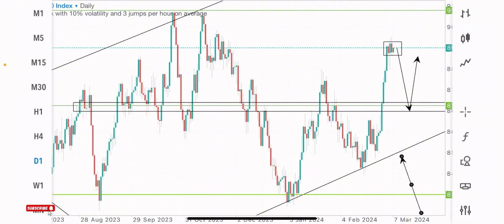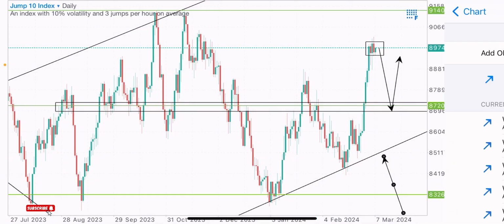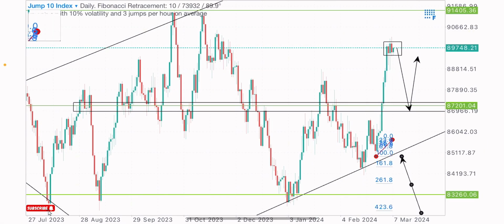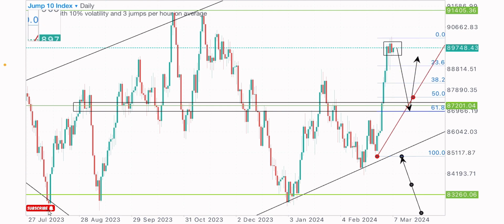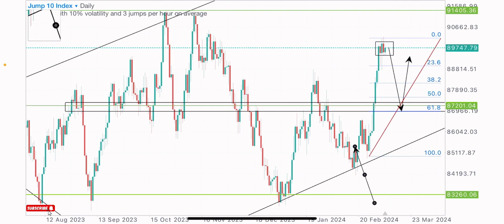So bringing up our Fibonacci tool to confirm our expected buy zone, from the swing lows to the swing highs, we can see that our buy point, which is at this zone, is in line with the 61.8 Fibonacci retracement level and close to the 50.0 retracement level, which are the two major retracement zones. So if price can actually sell to this level, there's a high possibility and a higher probability of price buying from this level. This would be a long-term swing buy on Jump 10 index.